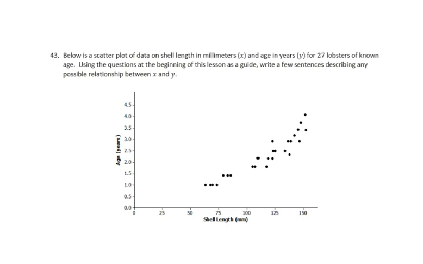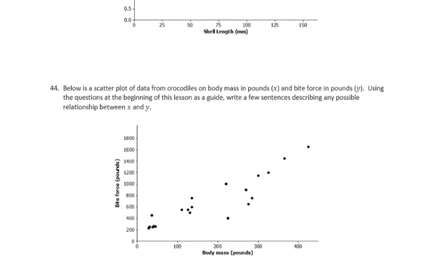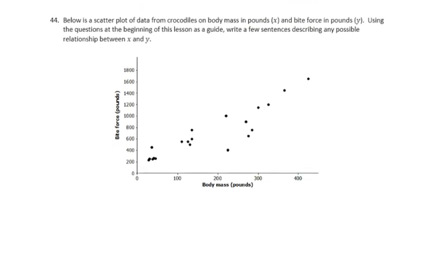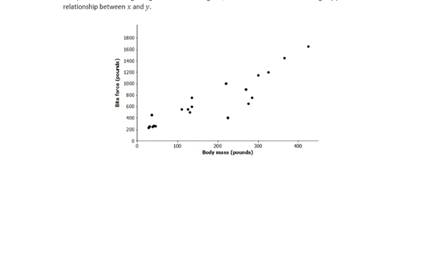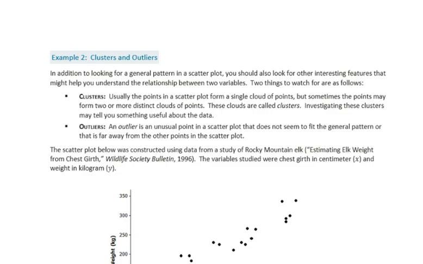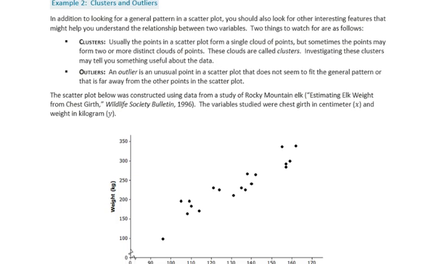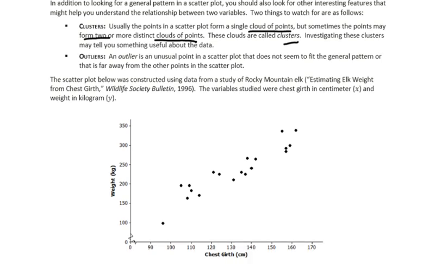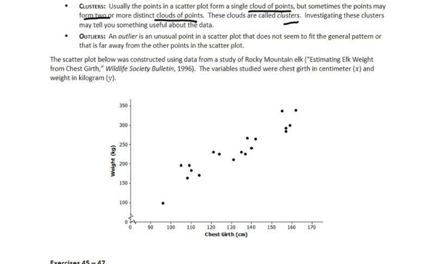So the next page, question 43 and 44, if you wouldn't mind just jotting down what you think there is for those two. And then it goes on to talk about clusters and outliers. Clusters are where you have a cloud of points. Sometimes there are two or more distinct clouds. They're called clusters. And when we investigate these clusters, it might tell us something useful about the data. An outlier is a point that's way far away from everything else. It could be too high, could be too low.